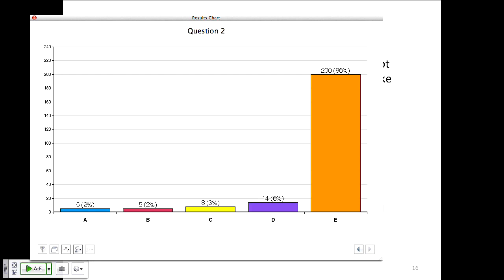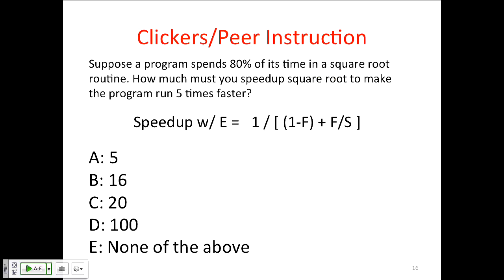Right, so the answer is none of the above. Let's take a look. If you think about it, if it spends 80% of its time doing square root, it means it spends 20% of its time not doing square root. So if you made square root go infinitely fast, you'd have to go infinitely fast to make it go five times faster, right? So basically none of the above. None of those would help.